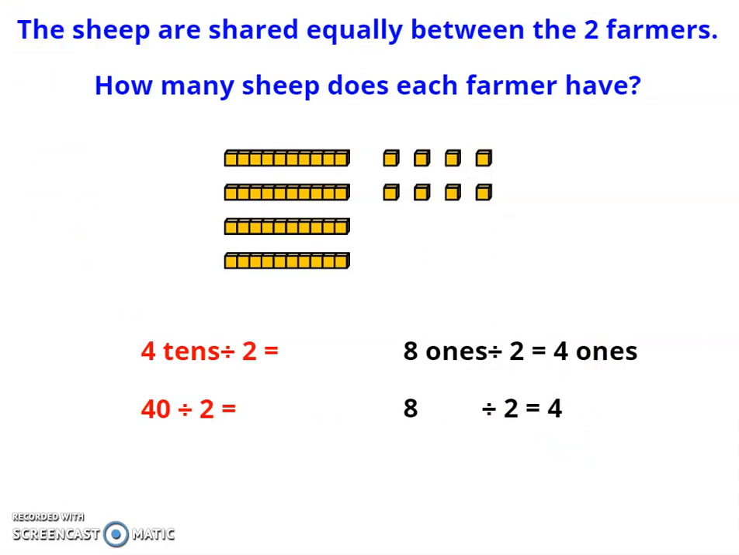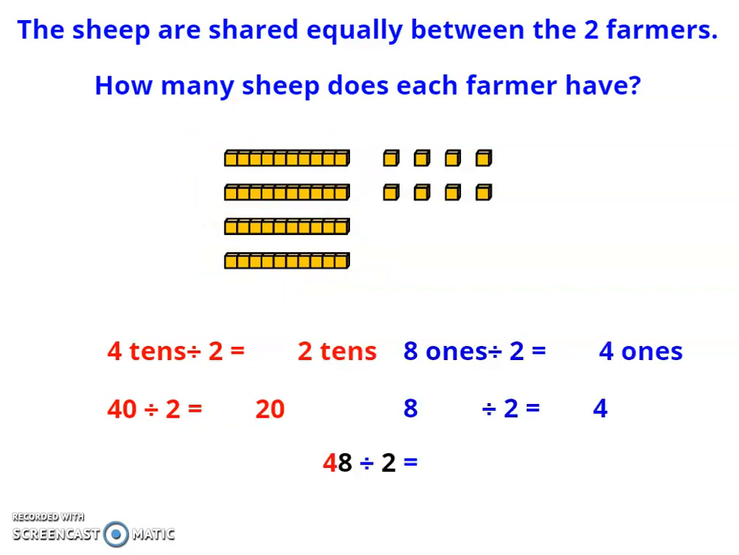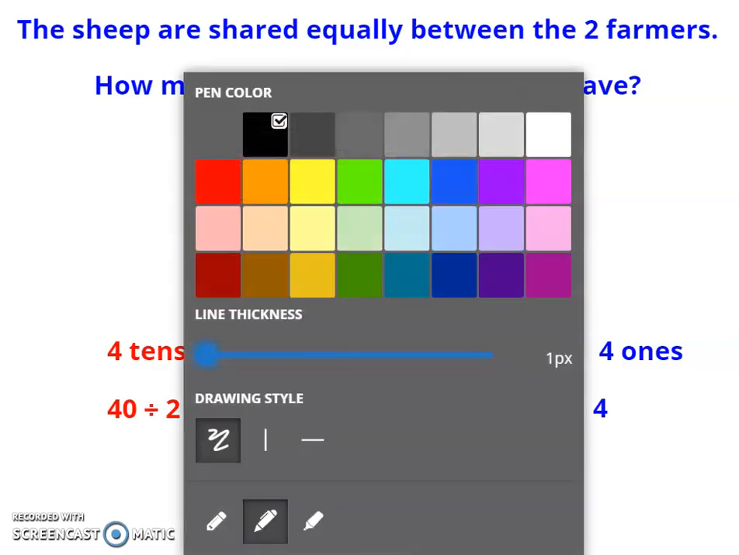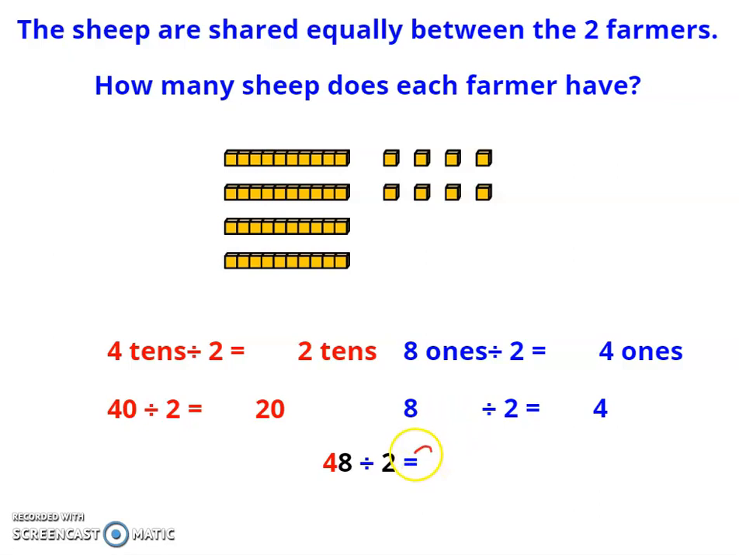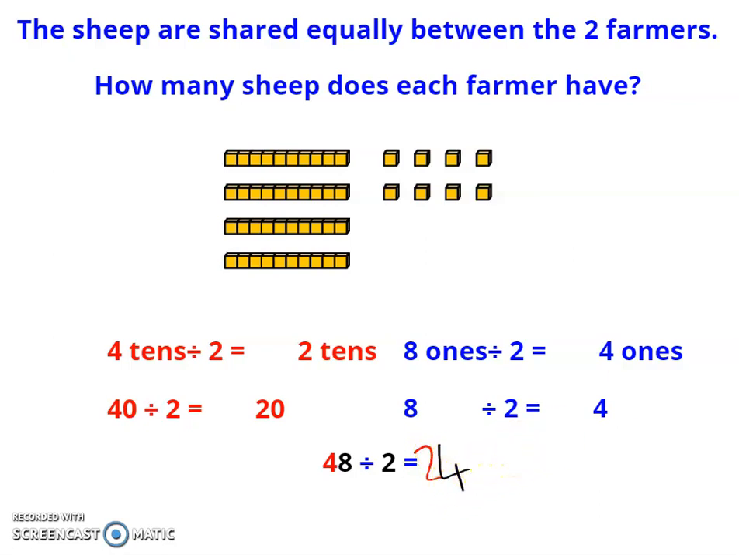And once again, I'm going to do exactly the same with my 10s. So I've got 4 10s and I'm going to share them into two equal groups. One group and two groups. So each group has 2 10s, or 20. So now we can see that I've had 48 divided by 2, and I've separated that into 40 divided by 2 to give me 20, and 8 divided by 2 to give me 4. So now 48 divided by 2 will give me an answer of 20 and 4 to make 24.